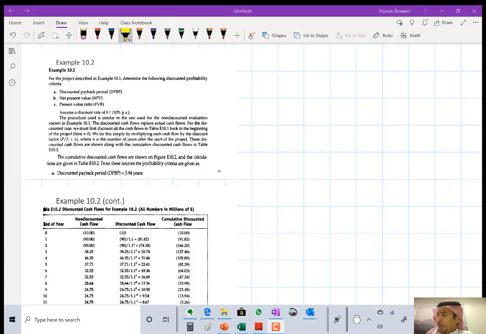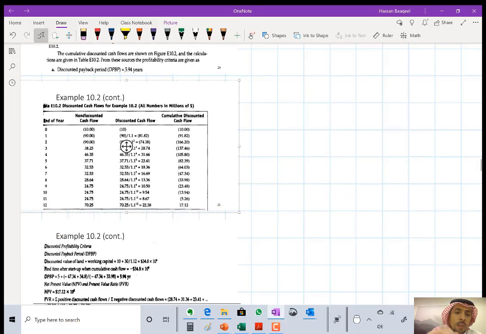صبحكم الله بالخير جميعا. نكمل إن شاء الله chapter 10 and we will take example 10.2. In example 10.2 we will redo example 10.1, but this time using the discounted profitability analysis.